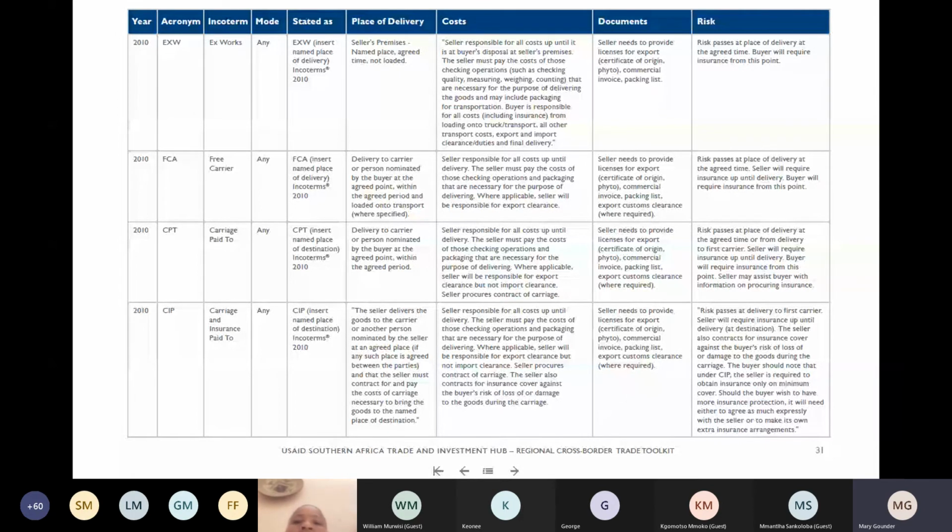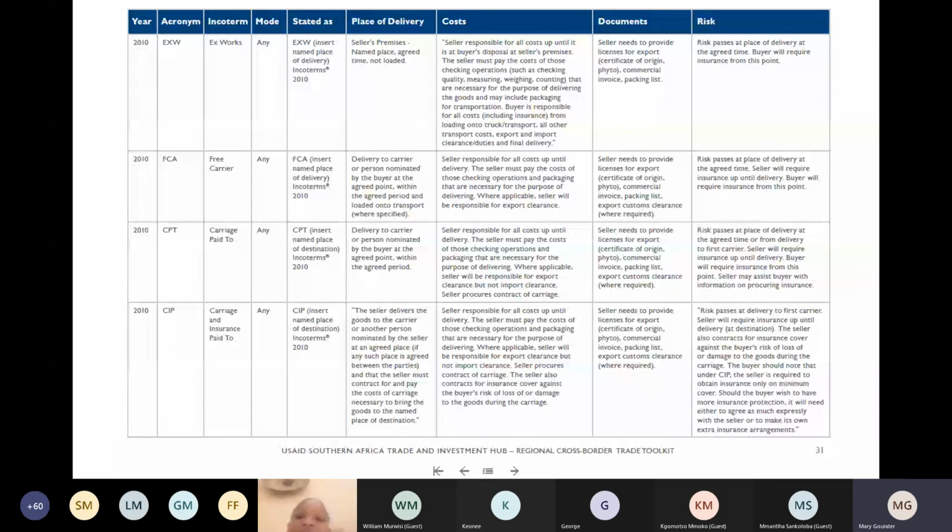So I will make sure that I'm paying for the insurance from the time it's delivered. I'm paying for the transport, export clearance, import clearance, and so on. But you will still make sure that you'll provide all the documents for the shipment, the commercial invoice, packing list, any certificates, and the risk passes at place of delivery and agreed time.